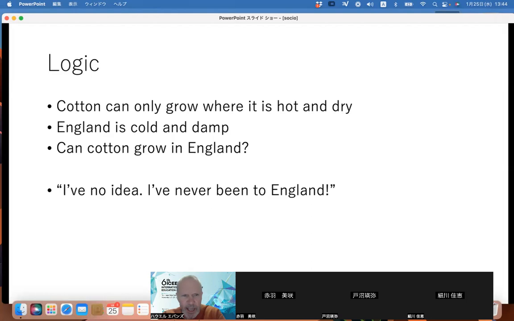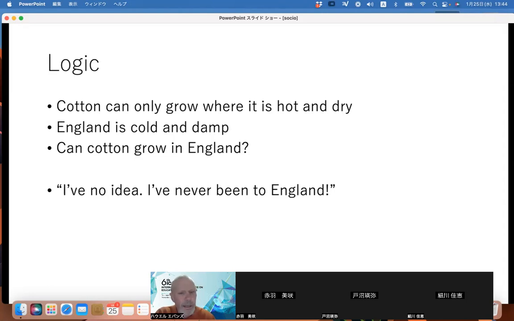I mean, okay, you say cotton can only grow where it's hot and dry, maybe, and then you say England is cold and damp. I don't know, right? I've no idea. I've never been to England. So in other words, it's completely based on their experience, and I guess you could say that for people living that kind of life. I mean, you're talking about Uzbek peasants in the 1930s, I believe. Well, those are useful ways of thinking, right? You keep things to your own experience.